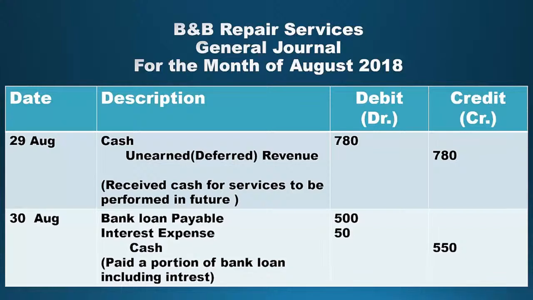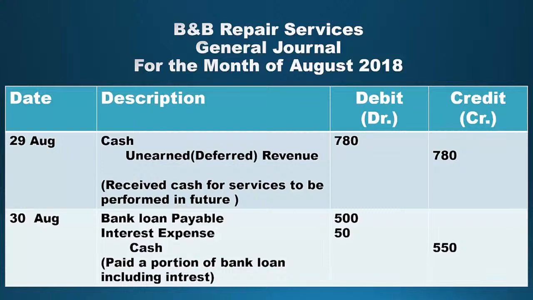Bank loan payable decreases because the company is paying down the principal of the loan. Interest expense increases because the company is incurring this cost as part of borrowing money. Cash decreases because the company paid this amount. Step 3. How do we record it?